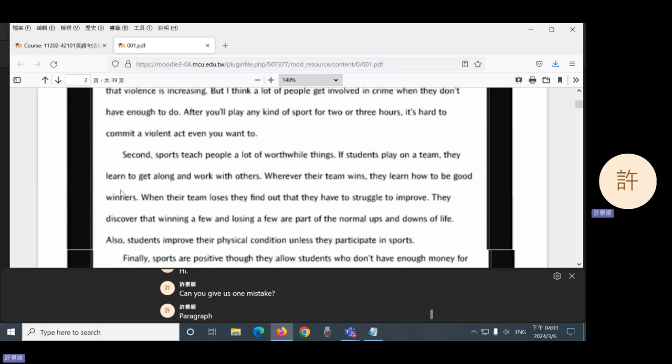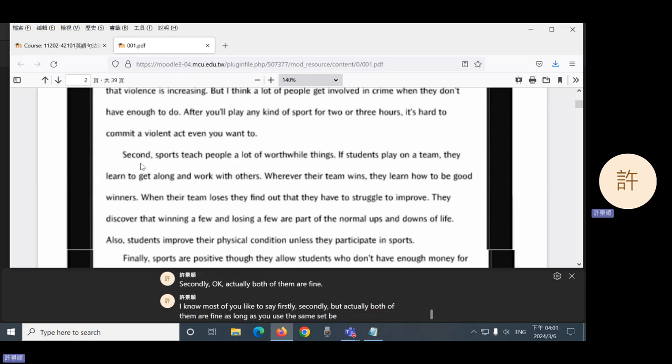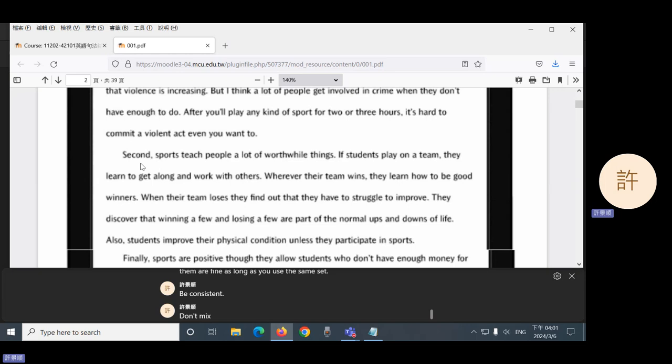Paragraph 3. You mean this comma? Okay, "second," change it to "secondly." Okay. Actually, both of them are fine. I know most of you like to say firstly, secondly, but actually both of them are fine. As long as you use the same set, be consistent. Don't mix them. But this one's okay.